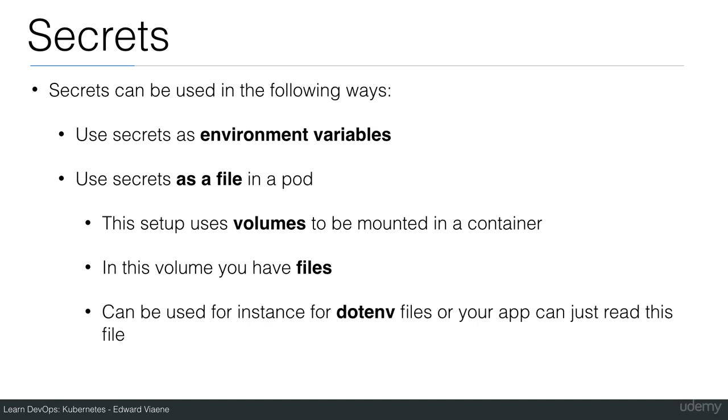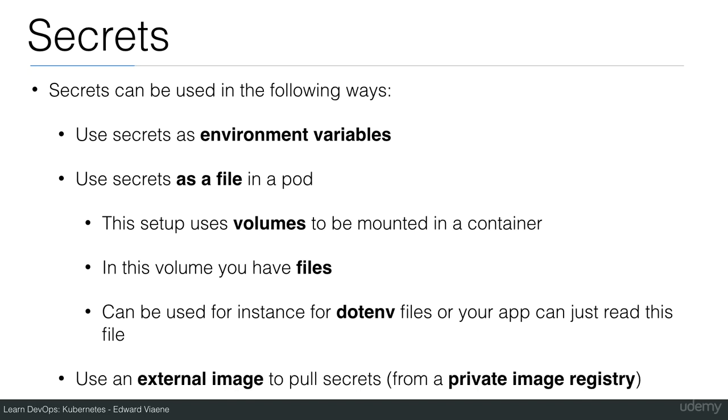It can be used, for instance, for .env files, if you are familiar with those, or your app can just read this file or these files. So your app, you can just write some code that says you need to go and look in the specific directory for the secrets that you need, for instance, to connect to a database. You can also use an external image to pull the secrets. Obviously, from a private image registry, you cannot put your secrets in a public image registry. In that case, it would mean that you will have a second Docker image, and that image would be pulled, and your app would then read the data that contains the secrets from that image.